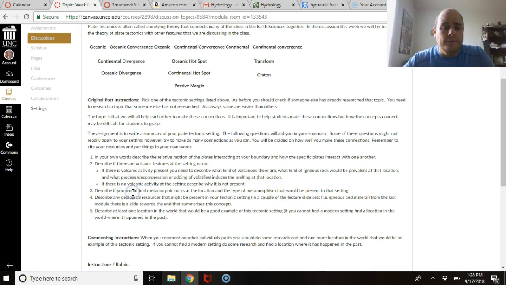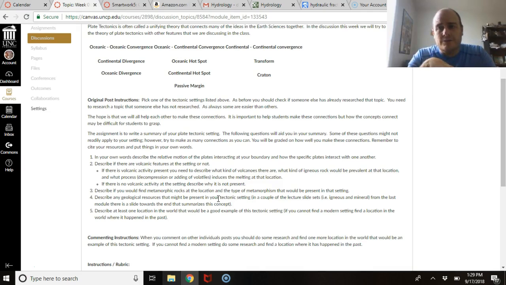Okay. And then 3, you're going to tell us a little bit about what metamorphic rocks you find in the region. If there isn't any, then you tell me why there isn't any. Describe any geological resources that you might find. So this is kind of tying in our second module that we did, because tectonic settings do have that. There are a couple slides in that lecture that talk about that concept, but also that same slide comes up again in the volcano setting. That helps as well. That might help direct your study a little bit.